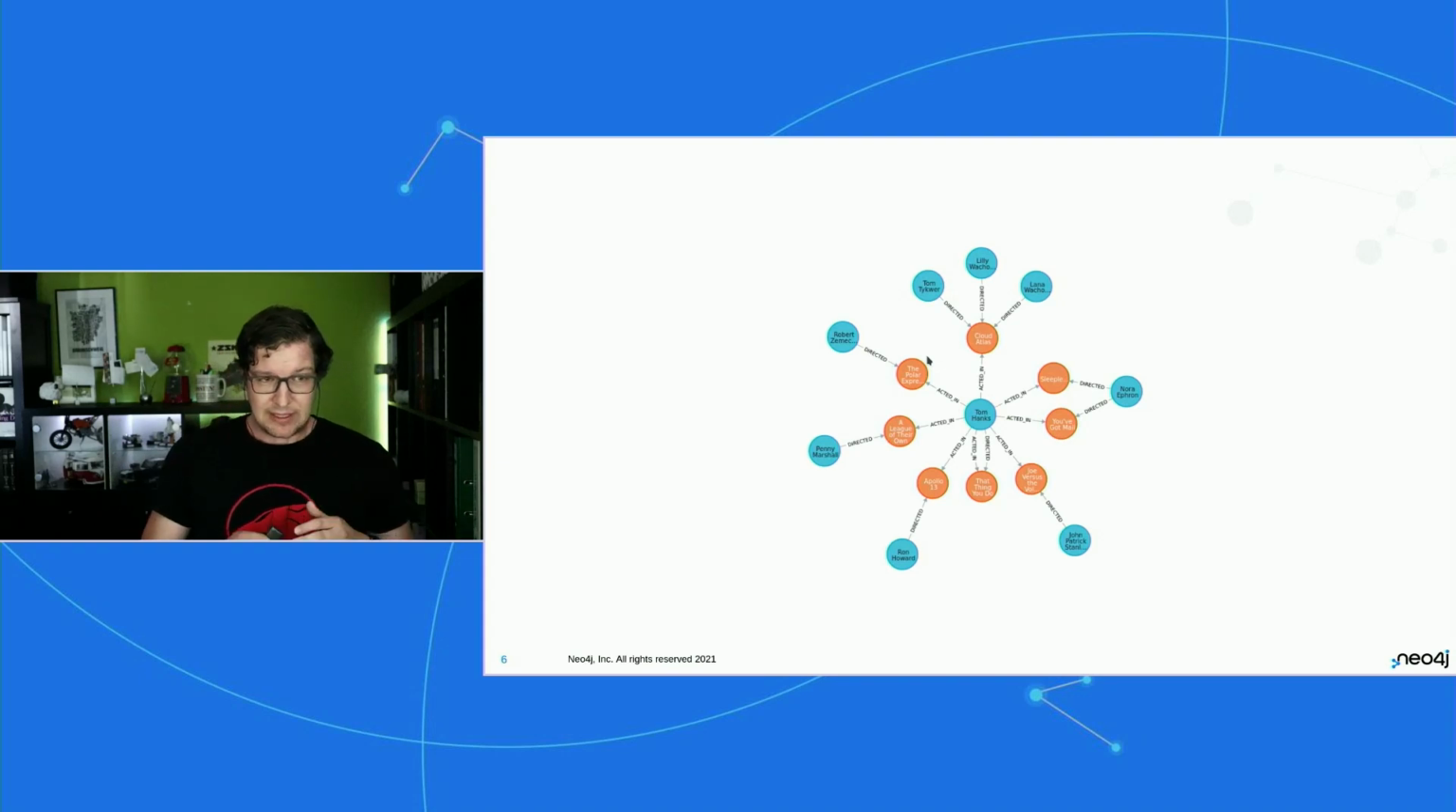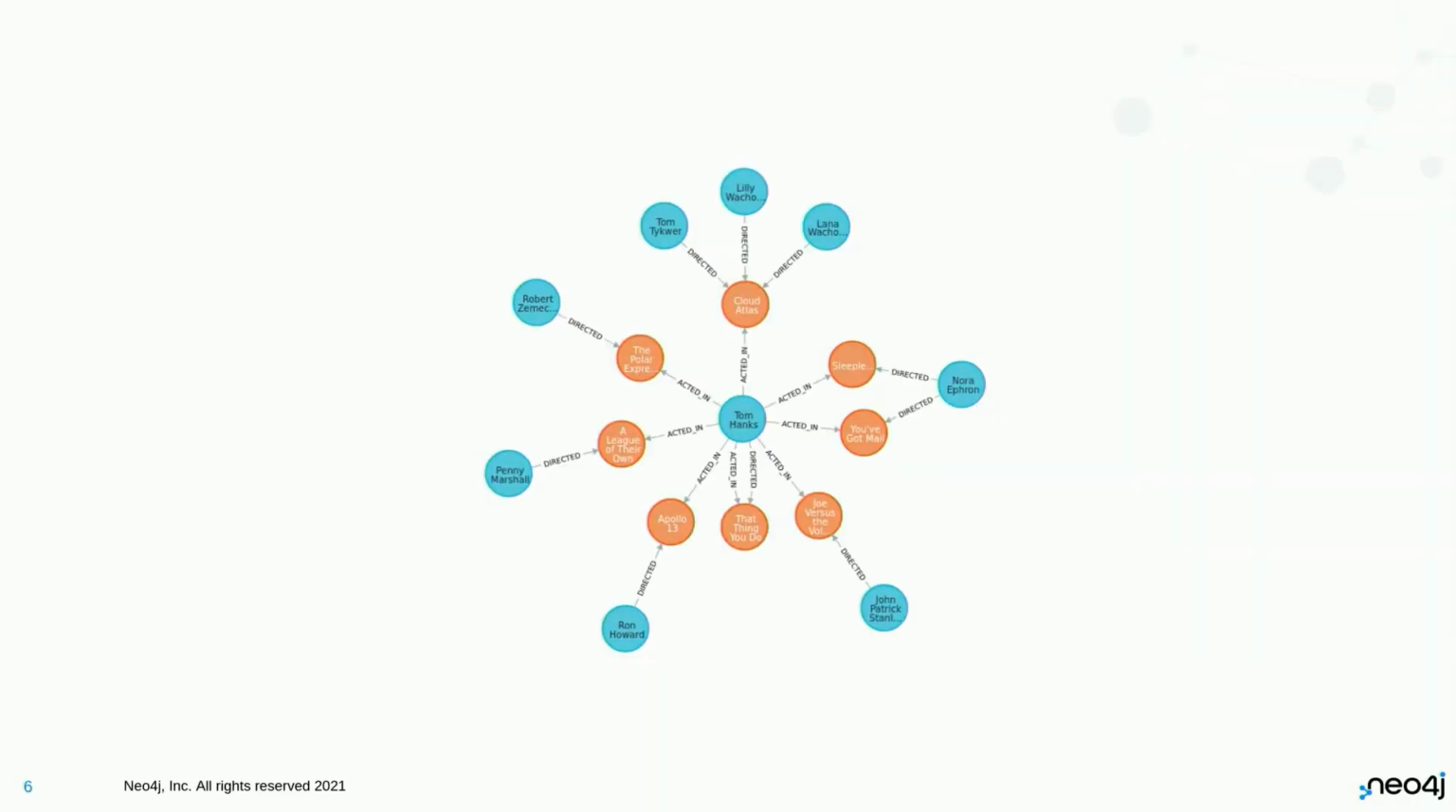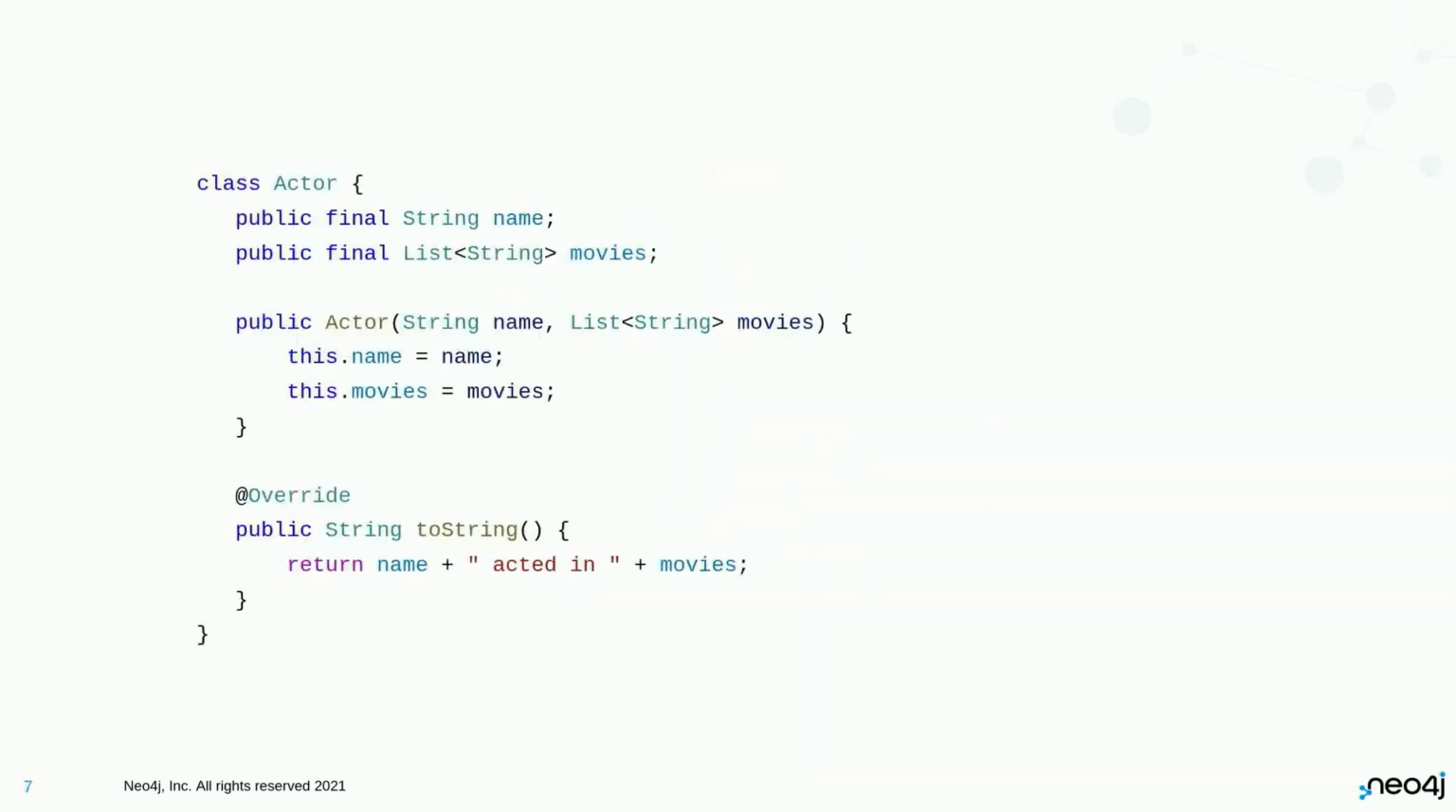So coming now from the graph world to the Java world, we would somehow with an easy object or class define an actor like this. So an actor has a name, an actor acted in movies, where the movies are not classes or objects right now, just to keep this example simple, but the movie titles. So this is pretty straightforward. We have an actor who has a name and acted in the movies.